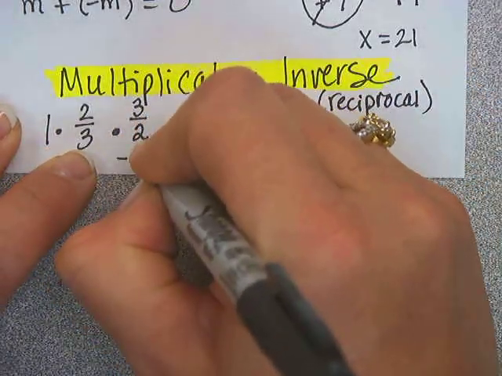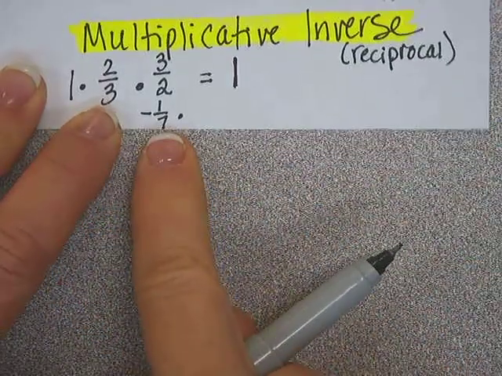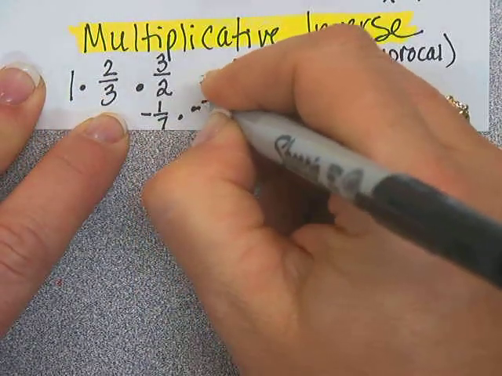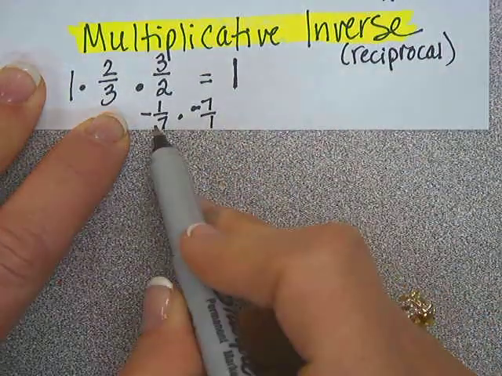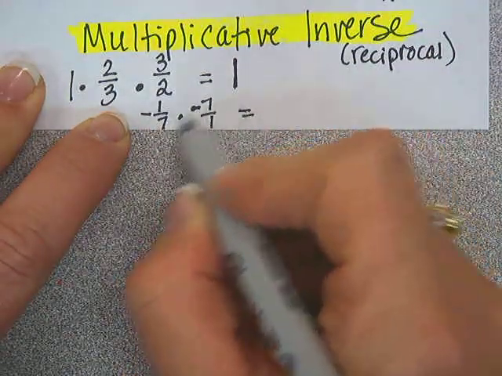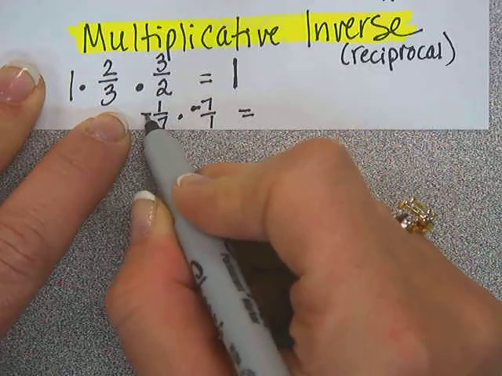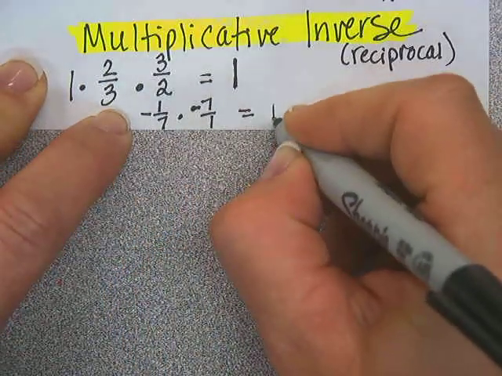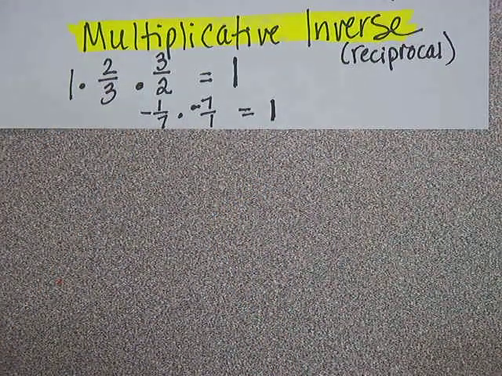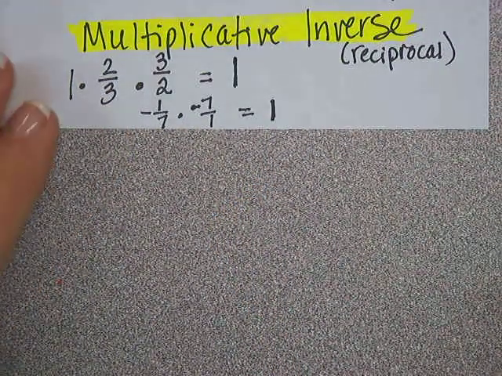So let's find the multiplicative inverse of negative 1/7. What would the reciprocal of negative 1/7 be? Well, you flip it to be negative 7/1. And when you multiply those, the 7's are going to cross reduce to a 1. Negative times a negative is positive. You get positive 1.